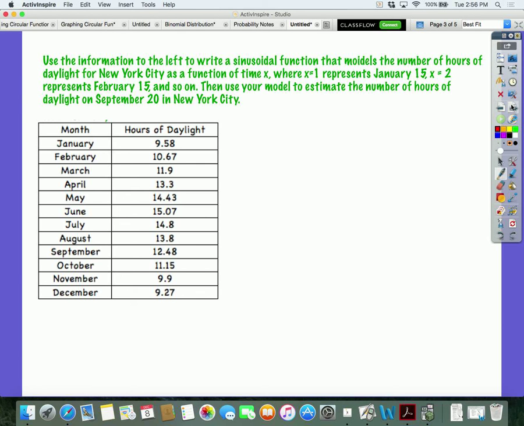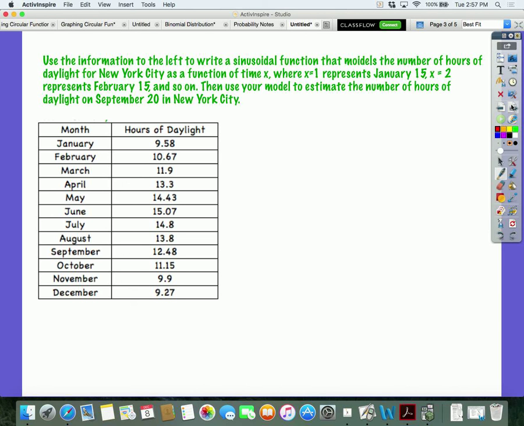Then use your model to estimate the number of hours of daylight on September 20th in New York City, okay? So, we have our data here, and we're trying to write a function. So, where do you want to start? Let's start with our amplitude, which is A.